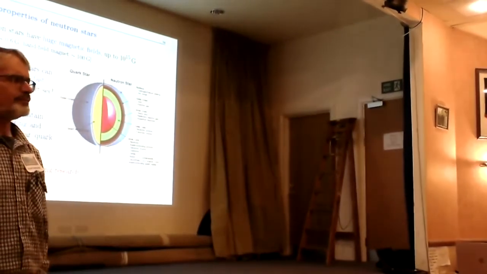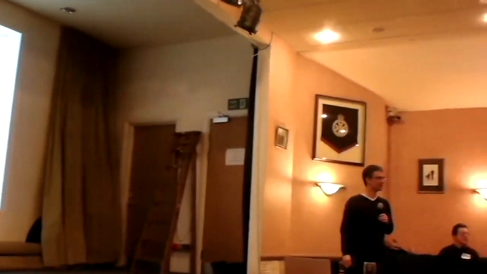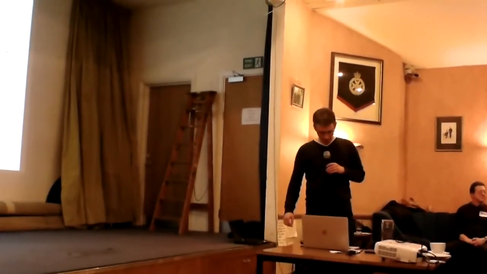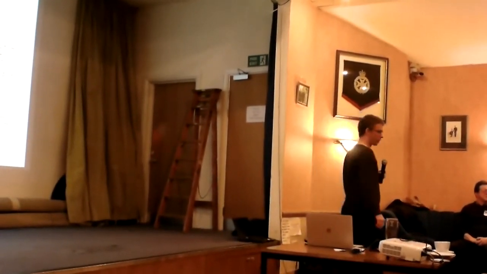Hi. You mentioned that there were 6 flavours of quarks. We've only really talked about 2 of them. Where are you expecting to find the other 4, and why aren't they in normal protons and neutrons?